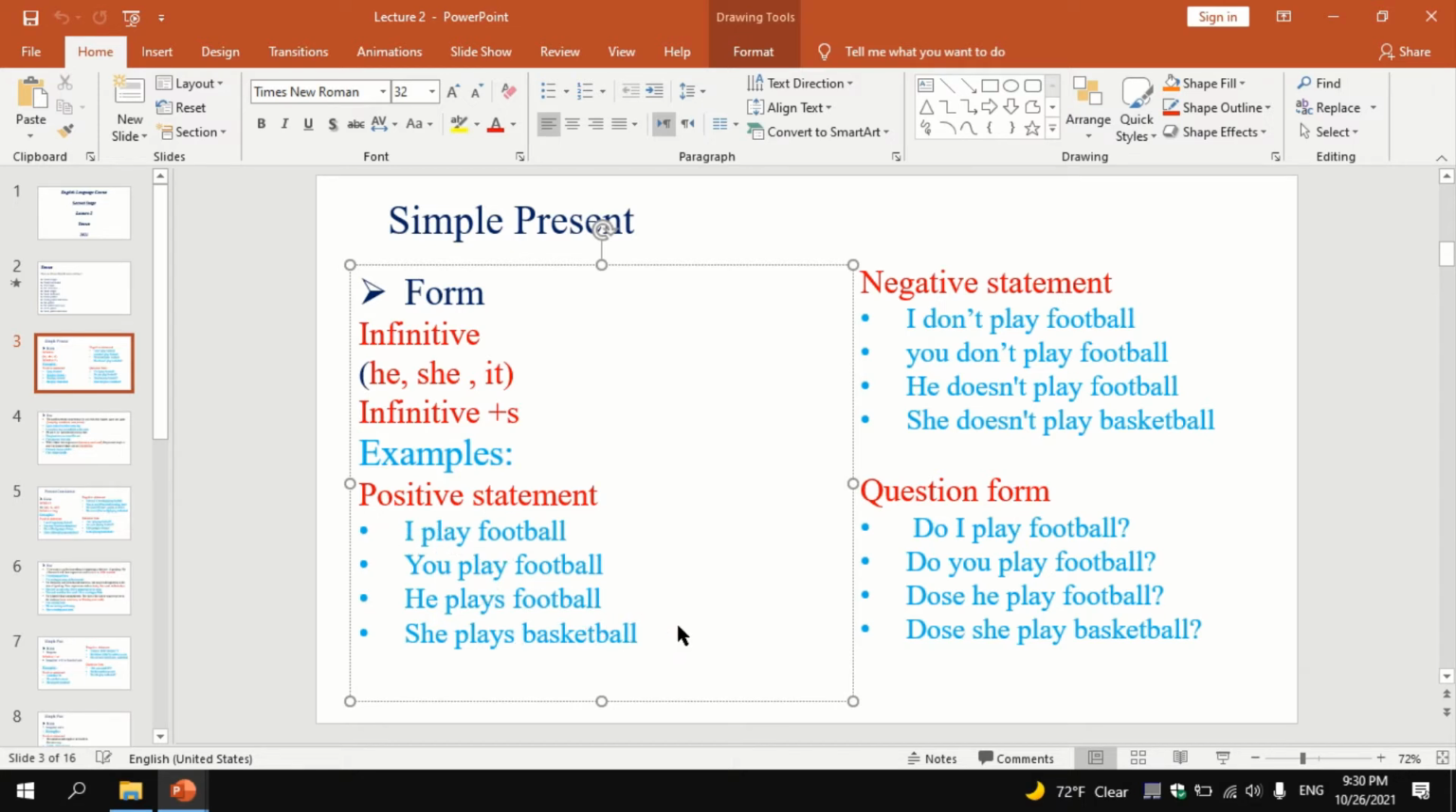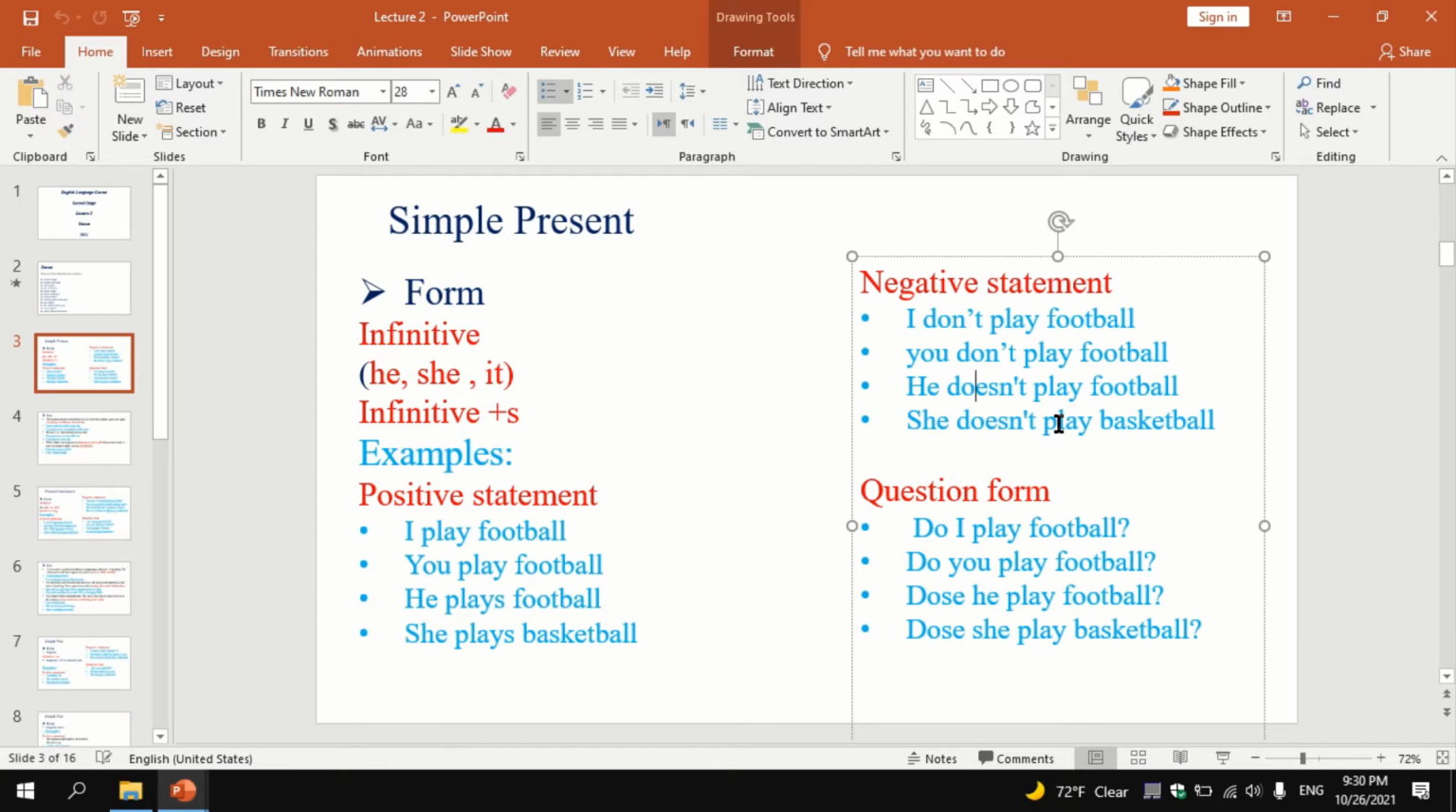So to make these sentences in negative form, this example helps us to show the negative of these examples. The first one, I don't play football. Here, we use the verb do before the main verb play. You don't play football. He doesn't play football. Here we use doesn't because for he, she, it we use does in the negative statement of simple present.